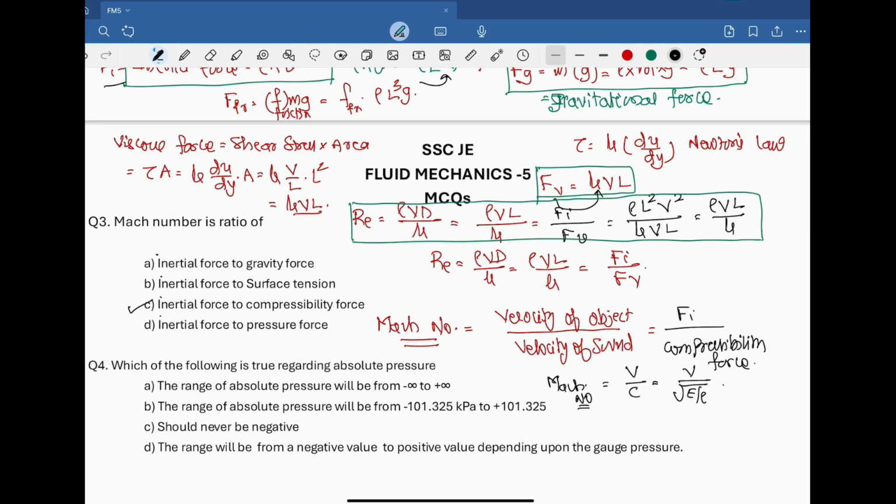Which of the following is true regarding absolute pressure? Regarding absolute pressure, I have given enough lectures, in the 2 MCQ lectures and also in the 4 fluid mechanics main course lectures. I have given enough knowledge regarding absolute pressure. What is absolute pressure? You please tell me from basics. P absolute is equal to P gauge, that is measured, plus P atmosphere. This is the absolute.